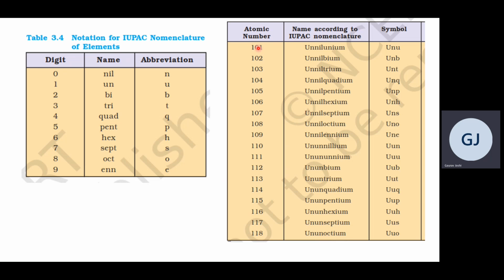For example, 101. So 1 is un, symbol is U. Then we have 0, 0 is nil, and we have the symbol N. And then we have again 1, so it will be un, and the symbol will be UNU, with the suffix ium. So this is how the nomenclature is given.